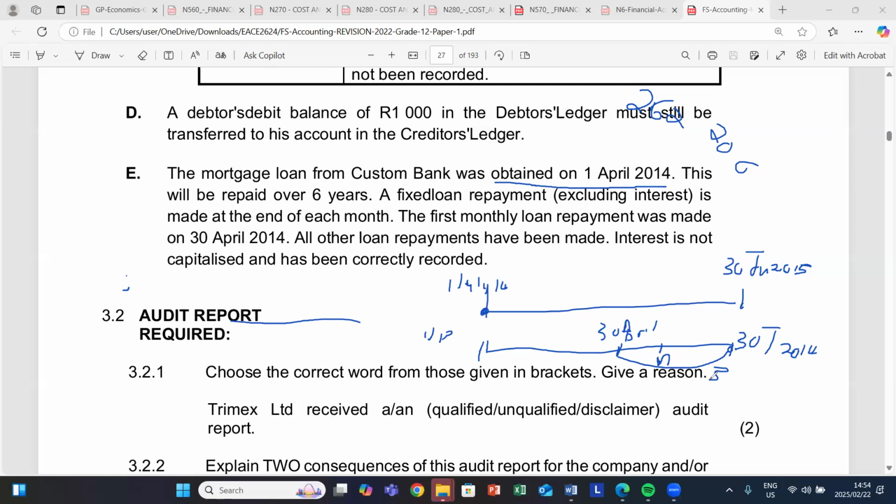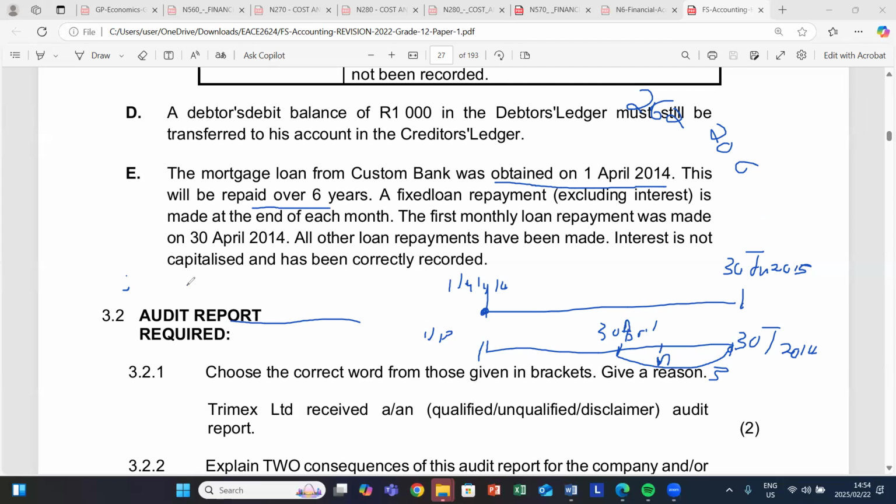Meaning if ever you're going to pay 10,000 Rand for your loan, you're going to pay 10,000 Rand until you have finished repaying your loan. That's what you know. Another thing that you should highlight is that it will be repaid over 6 years. We are going to repay our loan over 6 years. Remember that in those 6 years, we are going to do monthly repayments.